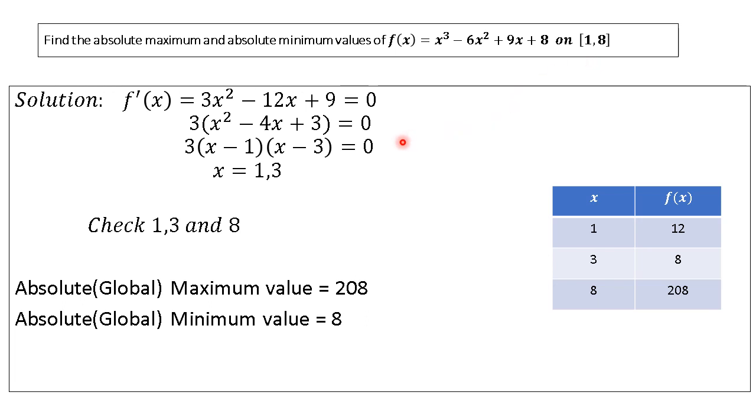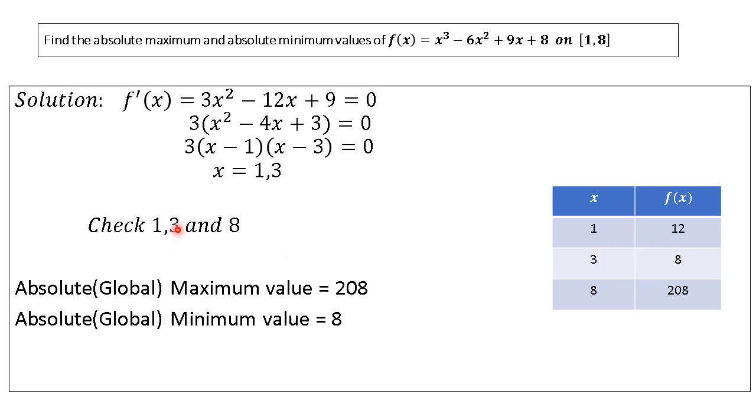So our task has become very simple. We are supposed to check it for 1, 3 and 8. So f of 1: substitute x is equal to 1 in the given function. So f of 1 is what? We are going to put x is equal to 1 in the question, that is f of x. So substituting x is equal to 1, you will get f of x is 12.